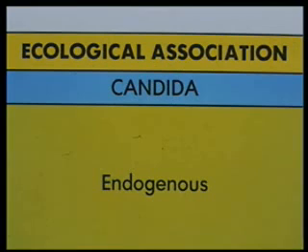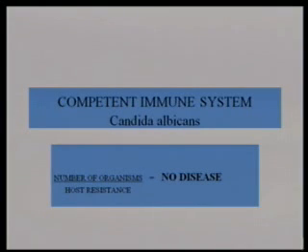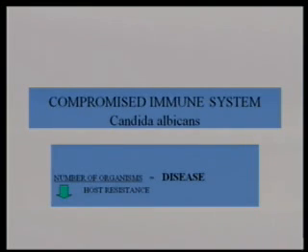Candida albicans, endogenous, harmless in most people. That's normal flora. What's normal flora? Those organisms that are in the normal body anytime in the absence of disease. But, and this is you and me, hopefully, we have plenty of organisms, we have good host resistance, we don't have disease. But the compromised patient, the host resistance is down, so we get disease. This is Candida albicans in the mouth. Isn't that horrible looking?